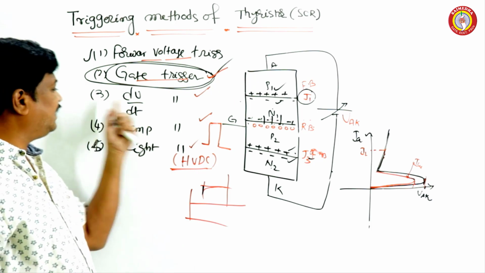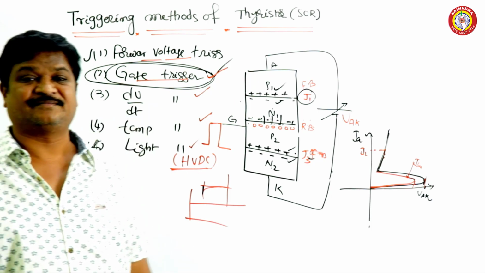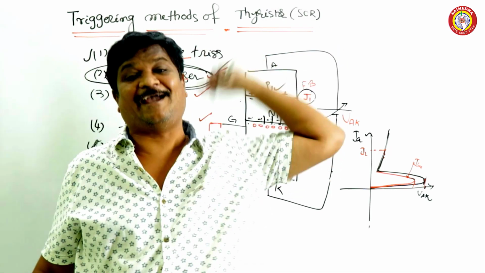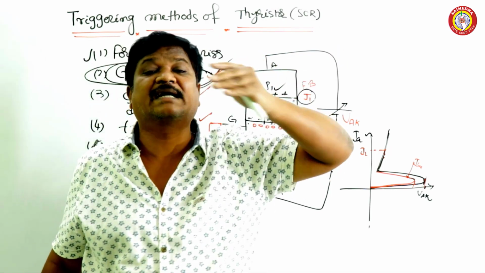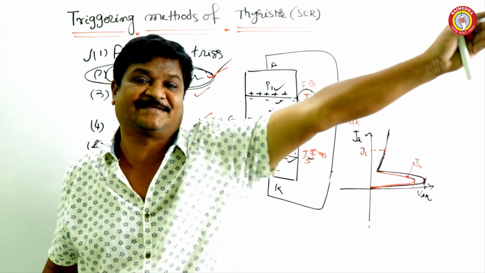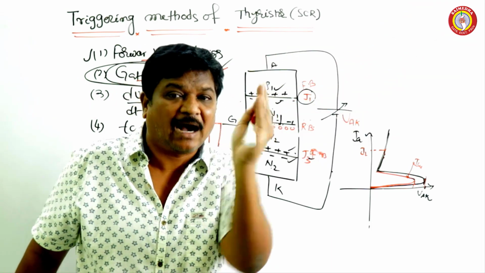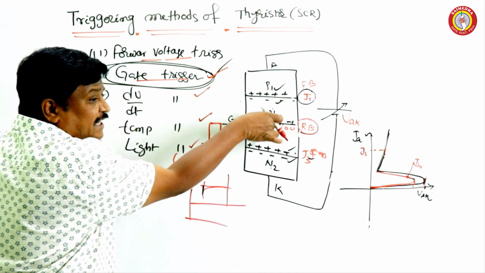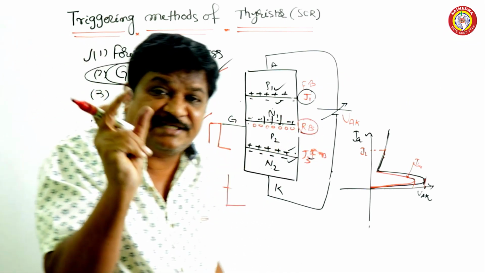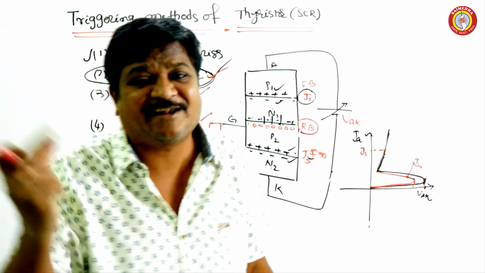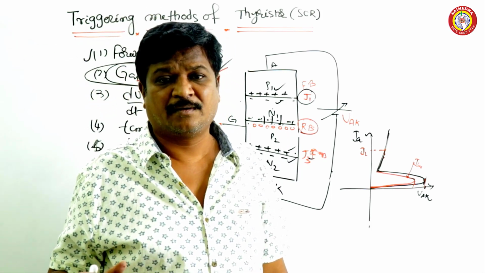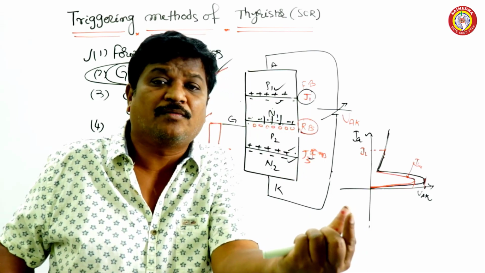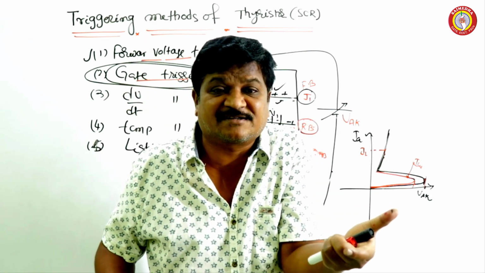So coming to dV by dt triggering, what is this, sir? If you increase the anode voltage rapidly, the conduction will go faster. How, sir? Actually, this region is a reverse biased PN junction. The reverse biased PN junction acts like a capacitor. You may have studied this in your electronics, the diode transition capacitance.